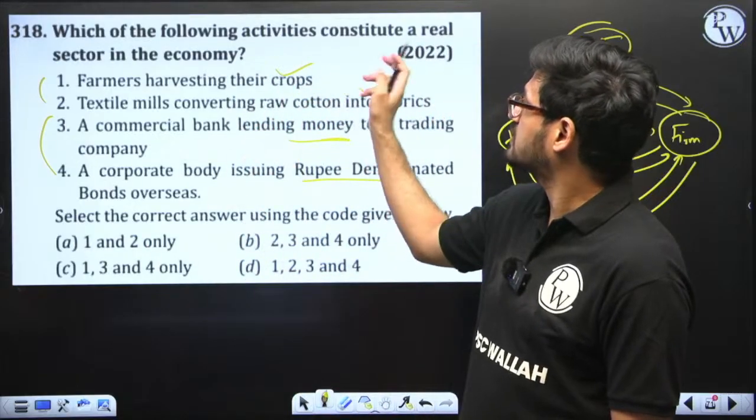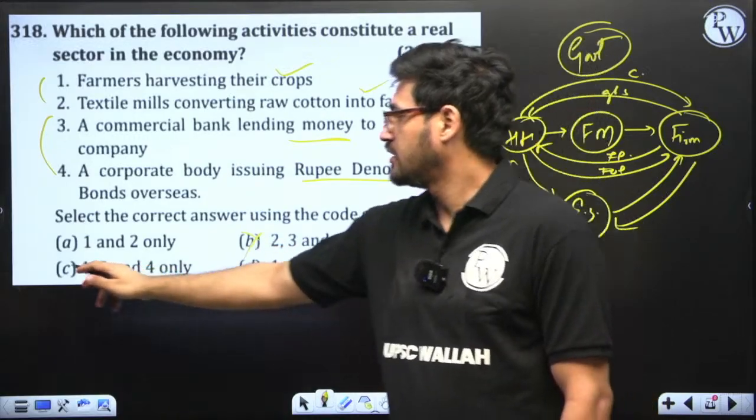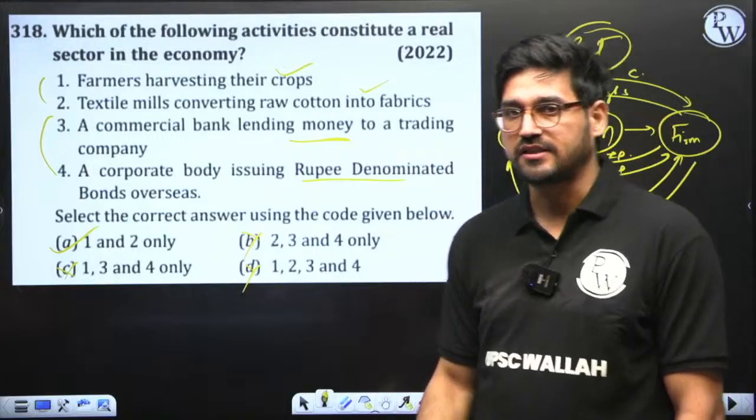He's asking me which of these constitute the real sector in the economy. That means 3 and 4. Wherever we find 3 and 4, the option goes. The answer is A, 1 and 2. Very simple.